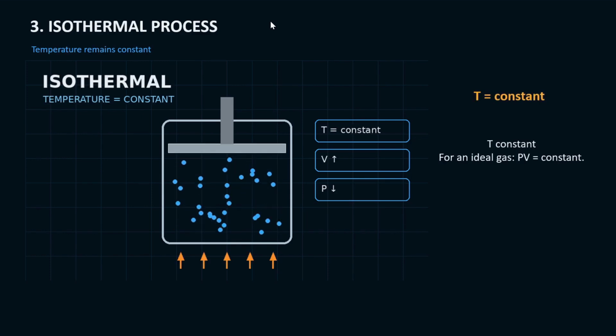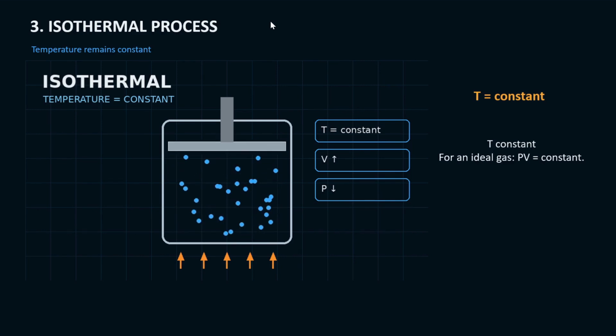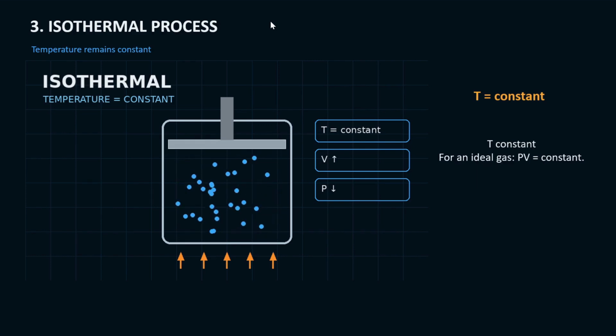Next, we have the isothermal process. Isothermal means temperature remains constant throughout the process. Here, the gas expands while maintaining a constant temperature. As volume increases, the pressure decreases. For an ideal gas undergoing an isothermal process, pressure multiplied by volume remains constant.